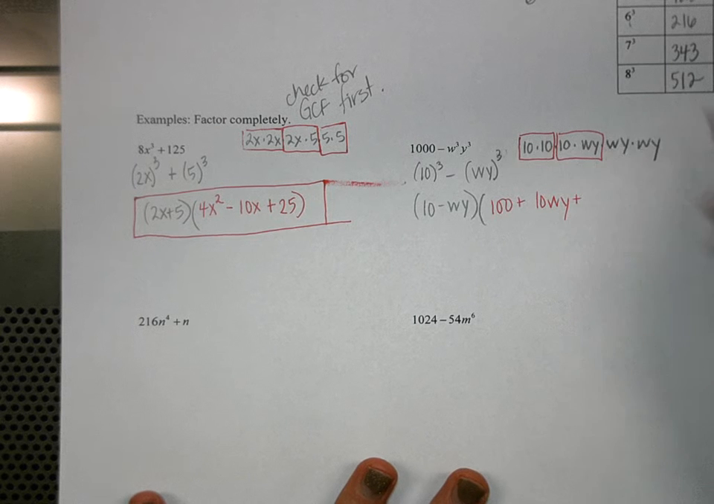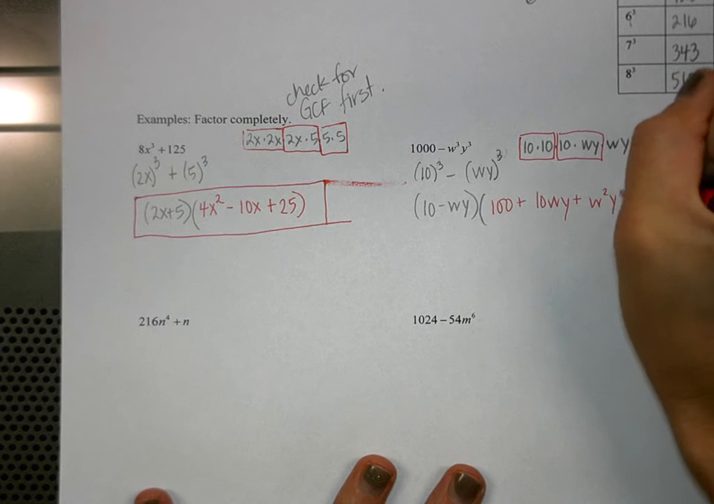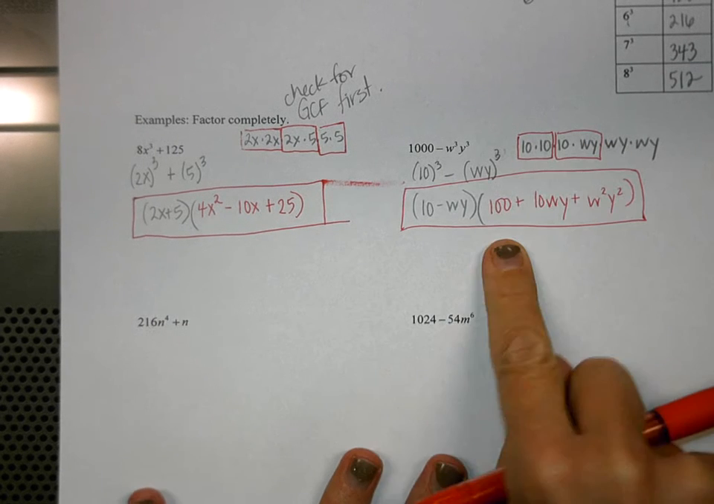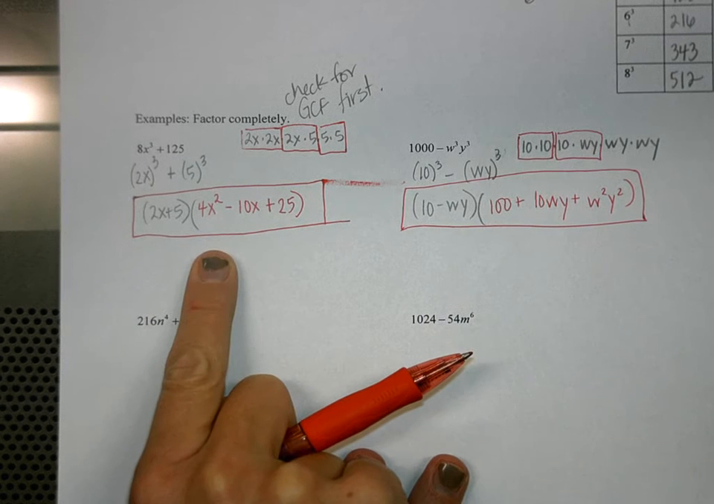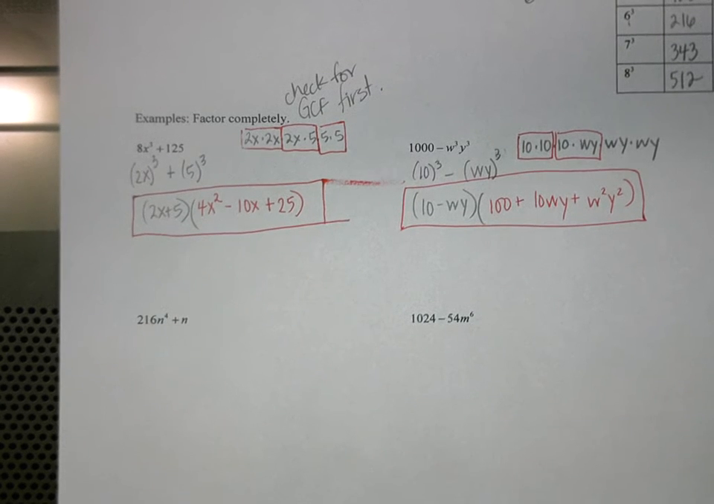And how would I end up writing that one? y squared. Very good. And that's it. That's your answer. How many minus signs are in this answer? 1. How many minus signs are in this one? 1. So whenever you factor, there will always only be 1 minus sign. So that's another way to go back and double check that you did the correct signs.